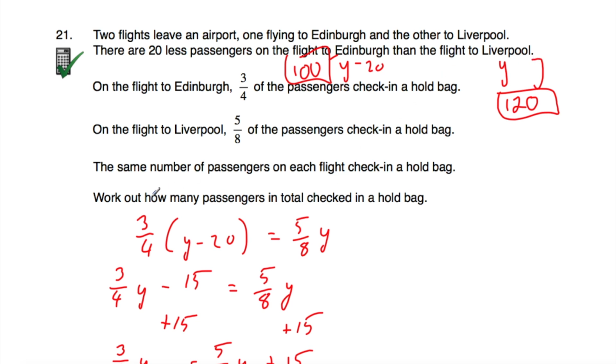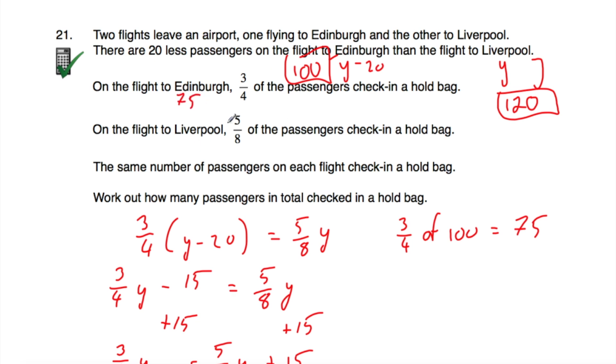Now the question says, work out how many passengers checked in a hold bag. So in terms of the Edinburgh flight, 3/4 of them checked in a whole bag, so we need to do 3/4 of 100, and that's easy, that's equal to 75. Just dividing it by 4 is 25, and times it by 3. So that's 75 people on the Edinburgh flight checked in a whole bag.